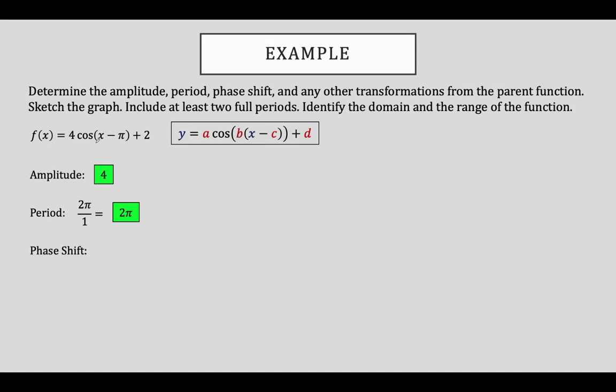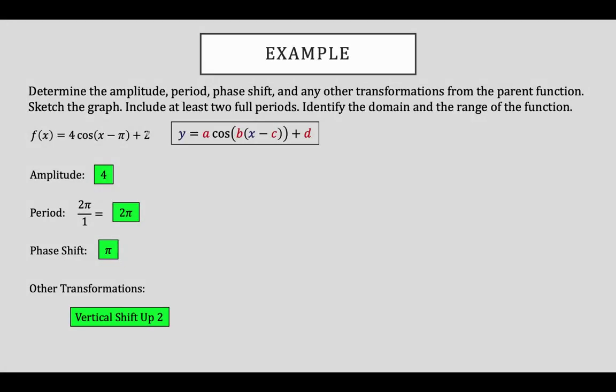Next, our phase shift. Our phase shift is equal to our value c. Remember, this is the form x minus c. Here I have an x minus pi. Therefore, c is equal to pi. We have a phase shift of pi units to the right. And are there any other transformations that we have from our parent function? Yes, we have this plus 2, this d constant on the end, for a vertical shift up 2 units.